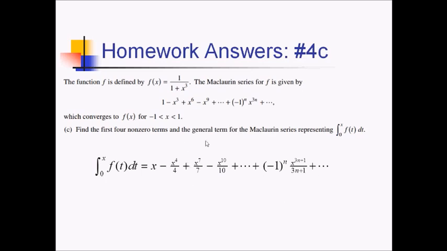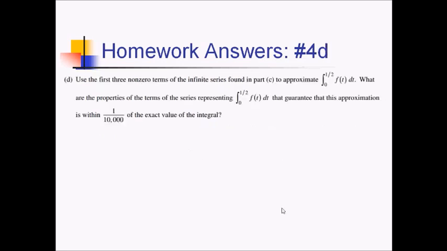And there's your integral for the Maclaurin series. For this last part of the problem, they want us to use the first three non-zero terms of the infinite series from part C, which I will rewrite here.